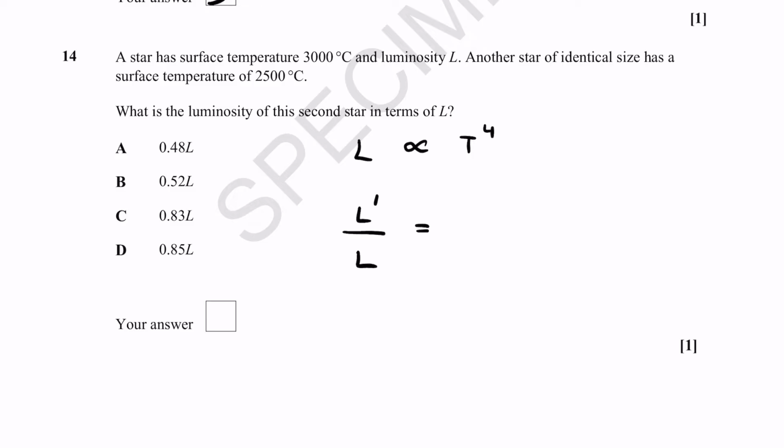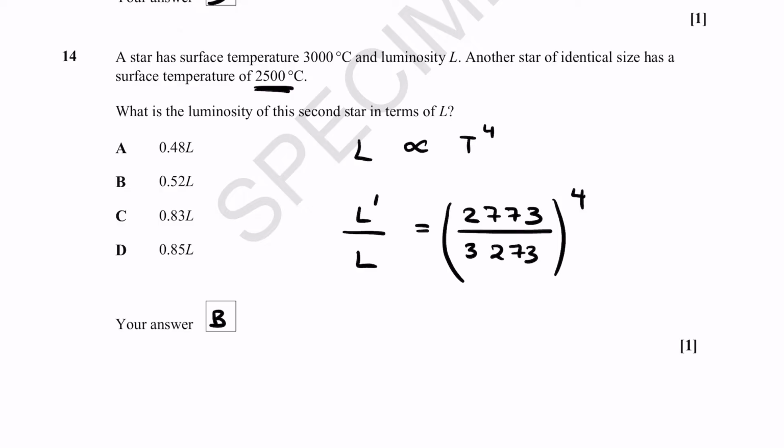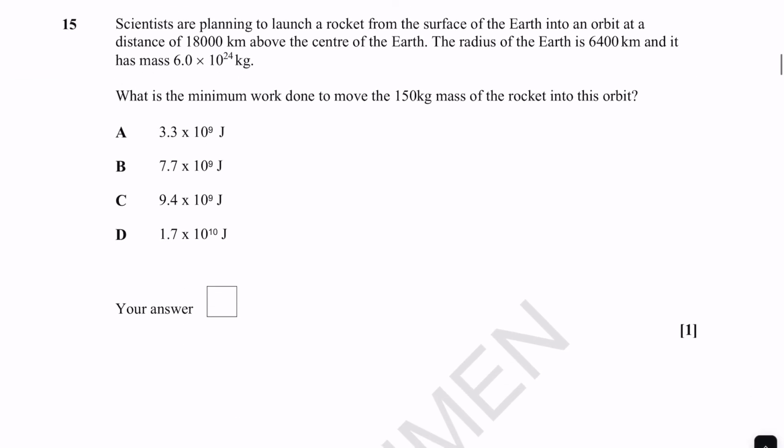So the second star has a temperature of that, which turns out to be 2773 kelvins, over the temperature of the initial, which is 3273 kelvins, to the power of 4, and that therefore gives me 0.52 luminosity. B is my answer. So now for question number 15.